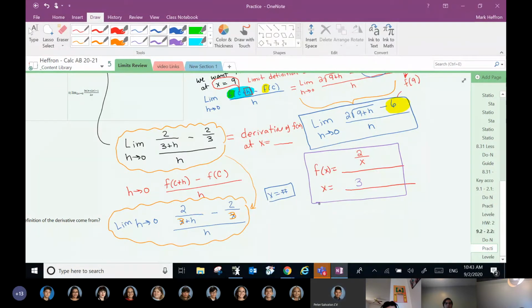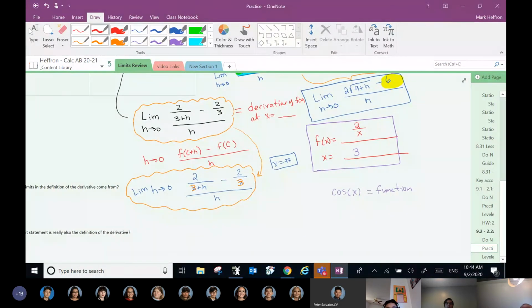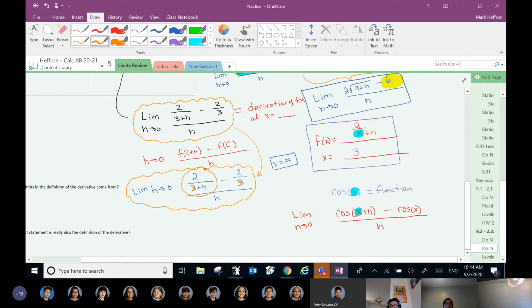Because if I had something else, like cosine of x as my function, then when I set up the difference quotient or my limit definition, I'm going to have cosine of x plus h minus cosine of x all over h. Wherever the x goes, that's where the plus h is going to go. And since the x was in the denominator, that's where the x plus h had to go in my first term. Does that make sense, Peter?